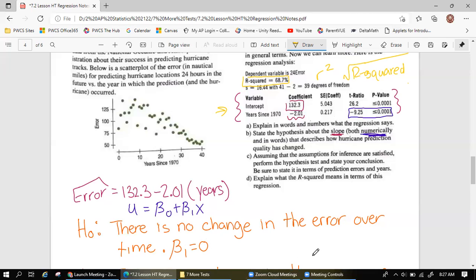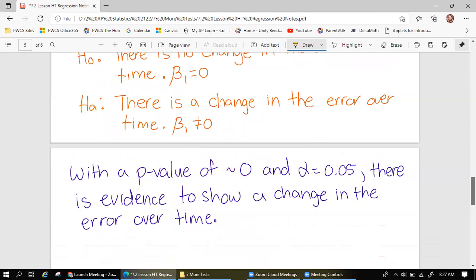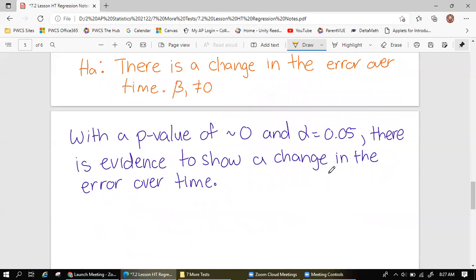So remember, beta represents the slope. And then drawing your conclusion like we have been doing based on our p-value, based on a significance alpha, and using our context to make our interpretation.